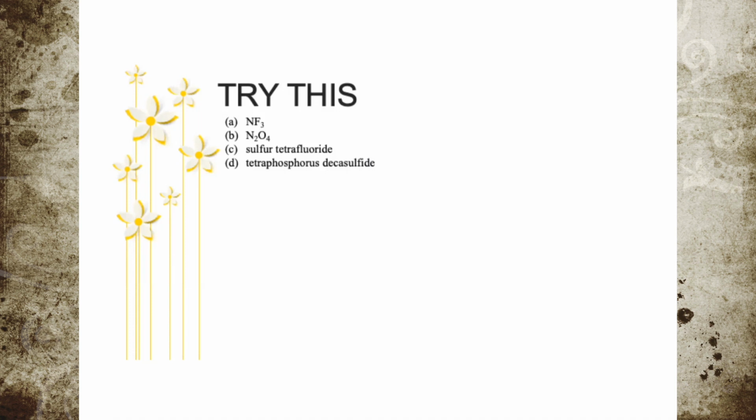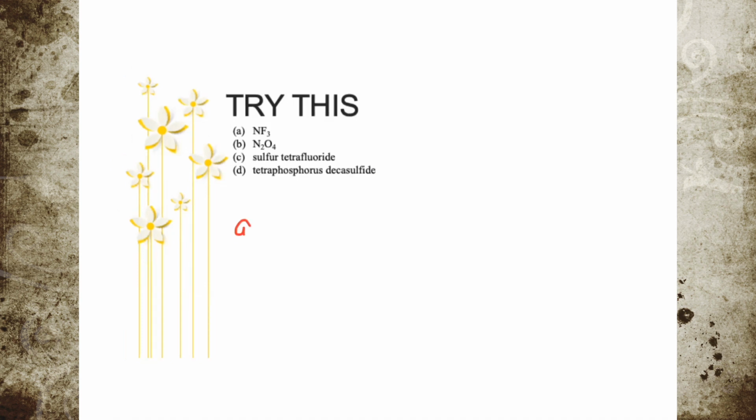Alright, so for each compound, you will be naming them using the systematic nomenclature, which includes the Greek prefixes mono, di, tri, and so on. So for letter A, the first element there is nitrogen, and since it's only one, we place nitrogen. And there are 3 of your F, so that will be trifluoride.